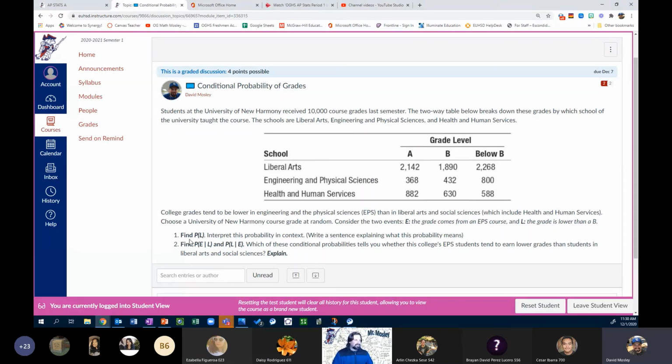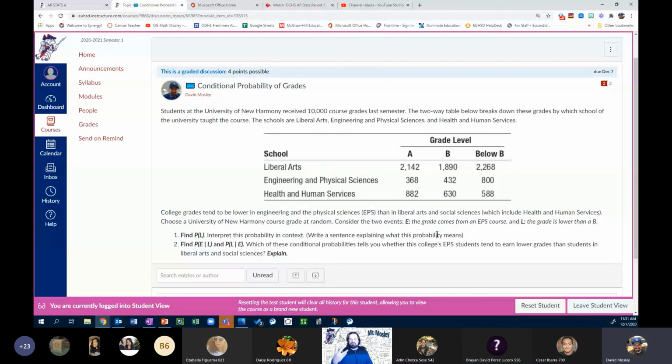Number one says find the probability that the grade is lower than a B. This is not a conditional probability. It's just look at the total number of grades below B compared to the total number of courses, or total number of grades. That's the probability of below B. And then write a sentence explaining what this probability means.